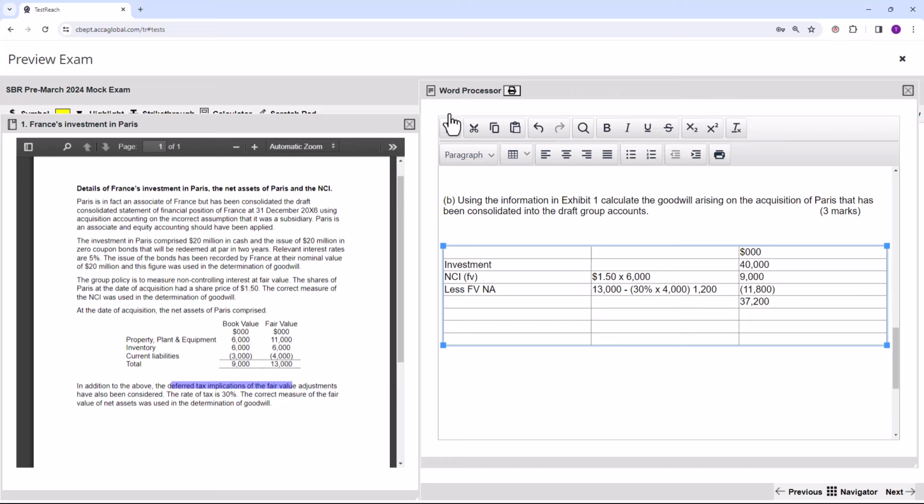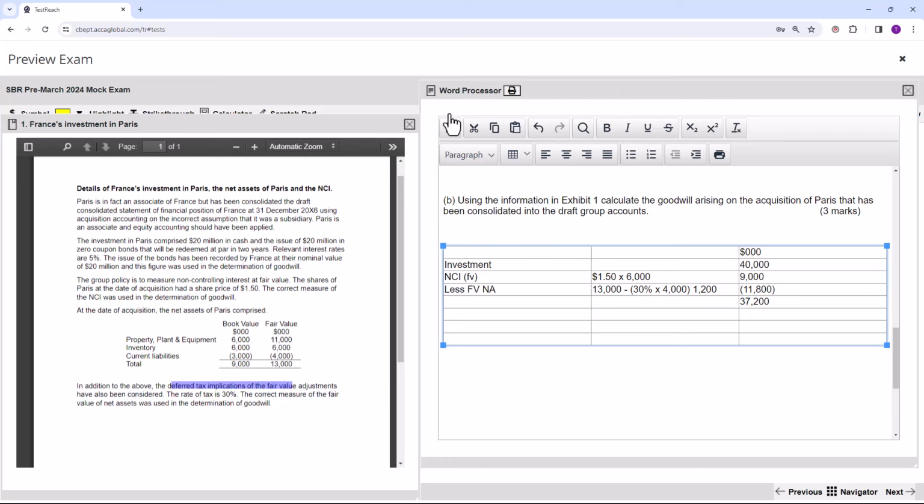If you got the figure of 35,341, respect. If you got the figure of 35,341, and one or two of you would have done, you've overcomplicated the matter because you've calculated the true goodwill, because you've done the correct adjustment on the investment. But the right answer is 37,200.